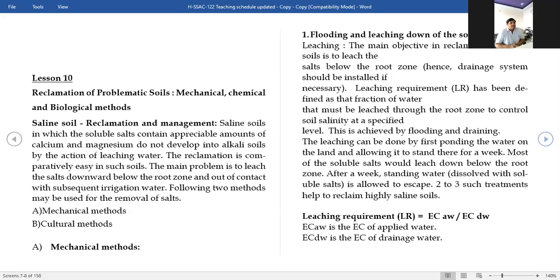Then what is the leaching requirement? Leaching requirement is equal to EC of applied water divided by EC of drainage water.